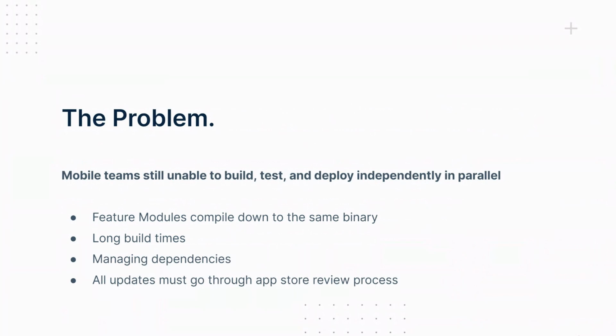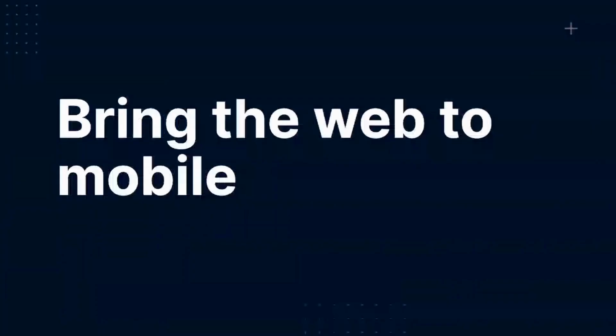And finally, again, all updates have to go through the App Store review process with native mobile. So you have that velocity slowdown. And these days, when we need to ship changes in a matter of minutes or hours, especially if there's a critical app fix that needs to go out, it's no longer acceptable for most companies and use cases to have multi-day waits to get those updates in your users' hands.